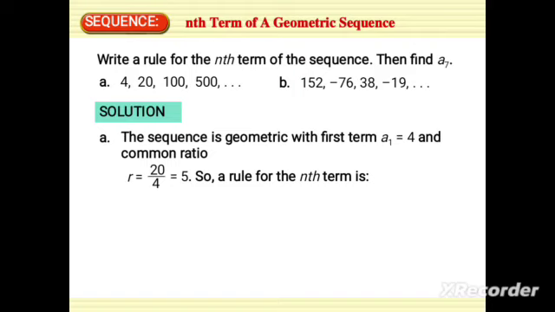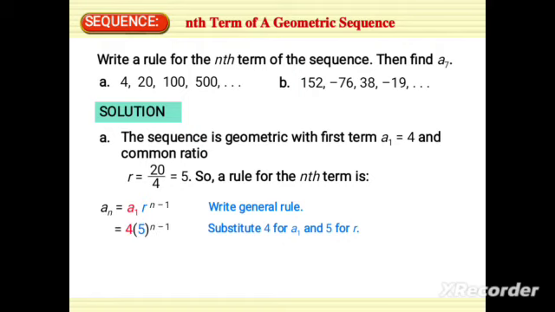So the rule for the nth term, the general form, is a r raised to n minus 1. That is the general format of the nth term of a geometric progression. So with that, we'll be doing substitution. That is a into 5 raised to power n minus 1.